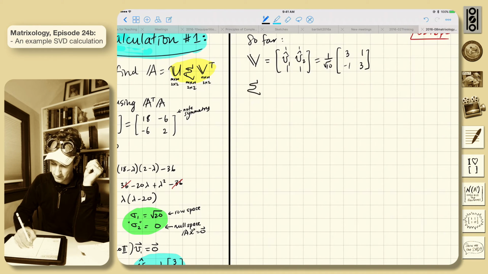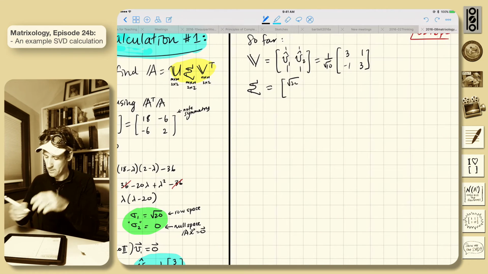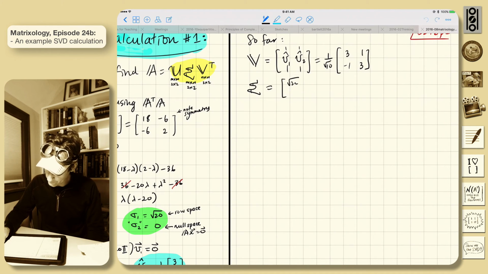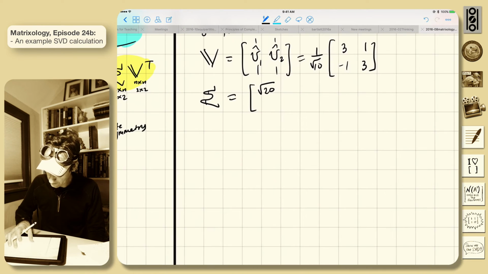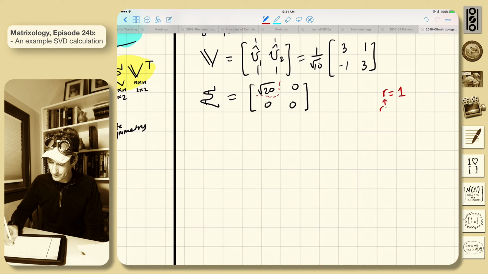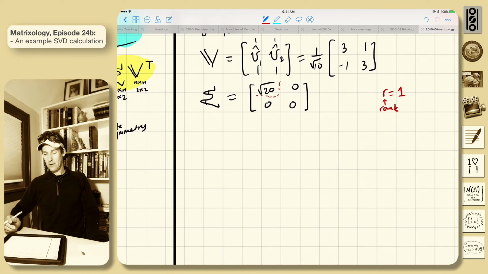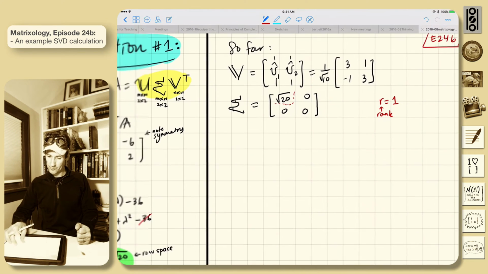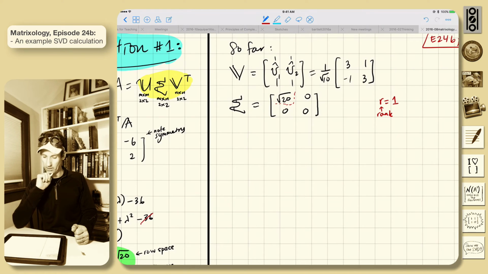There's that one, and we have sigma. We can already write this down. It's the square root of 20, not 20, the square root of 20. Okay, and then diagonals are here, and then a 0 here as well. So this is a rank 1 matrix. R equals 1 rank. Good. One singular value. That's right.